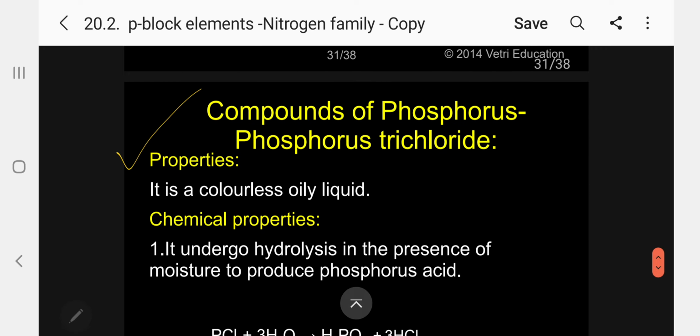Coming to the physical properties, it is a colorless oily liquid. Please follow. Phosphine is a gas. Phosphorus trichloride is an oily liquid.